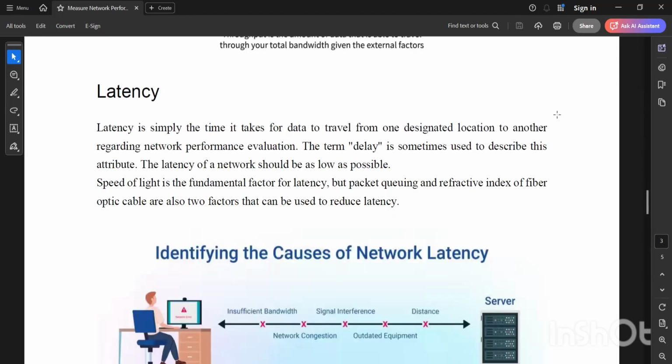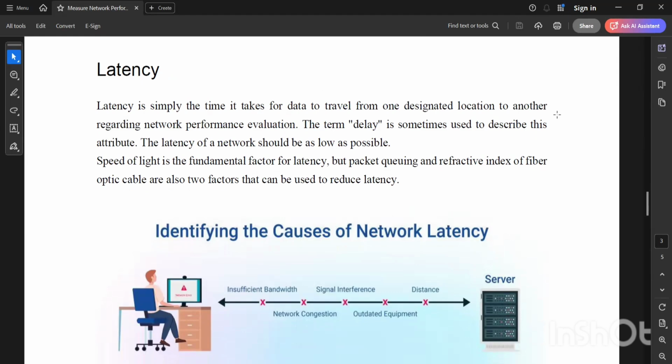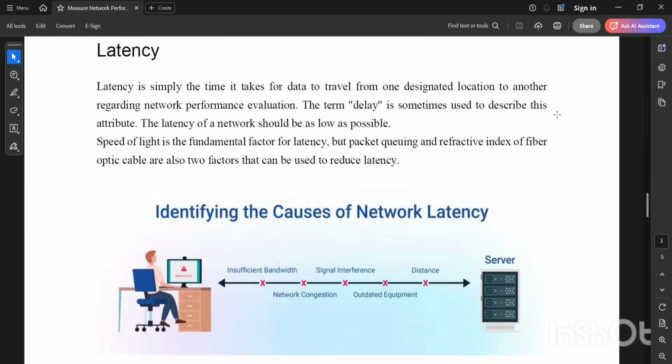Next, we will see latency. Latency is simply the time it takes for data to travel from one designated location to another regarding network performance evaluation. The term delay is sometimes used to describe this attribute. The latency of a network should be as low as possible.